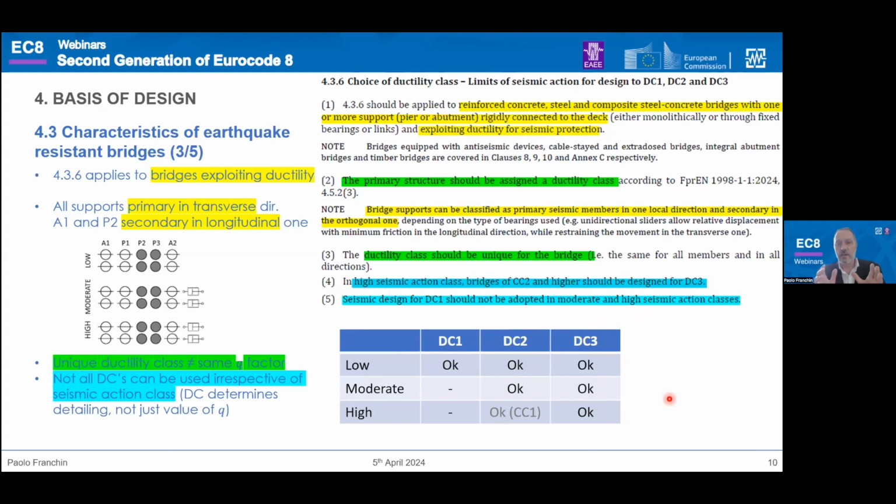Once again, this means bridges that exploit ductility to satisfy the performance requirements. There are other ways, as we said before, like seismic isolation, to satisfy the performance requirements. But if you rely only on ductility for a consequence class 2, you should consider ductility class 3 in the high seismic action class, and you should not use DC1 in moderate and high seismic action class. Of course, if you have a bridge of less than CC2 importance, you can use DC2, even in the high seismic action class.